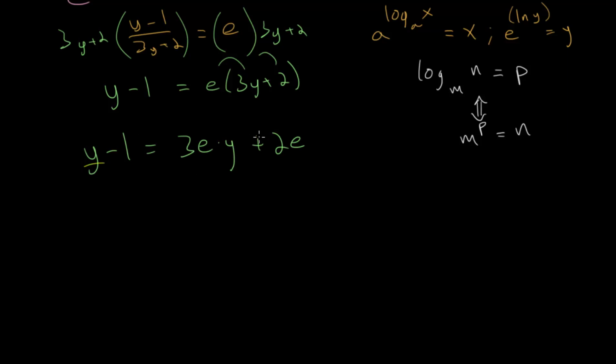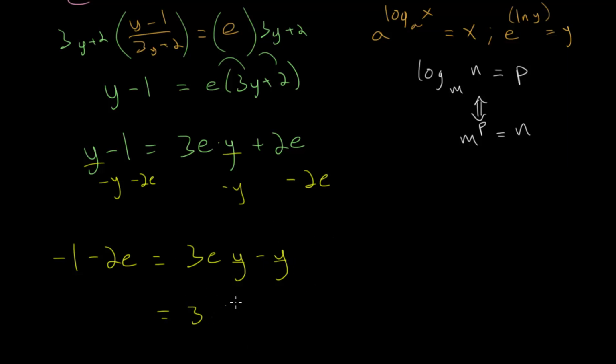And we have variables on both sides, so let's move them to the same side. Let's subtract y on each side. And we can also move this constant term, twice e, to the other side. So let's subtract 2e on both sides. So on the left, we get -1 - 2e. And on the right, we get 3e times y - y. And to combine this into one term, we can factor out y so that we get y multiplied by (3e - 1). And you can always check this by just redistributing. And of course, this is still equal to -1 - 2e.